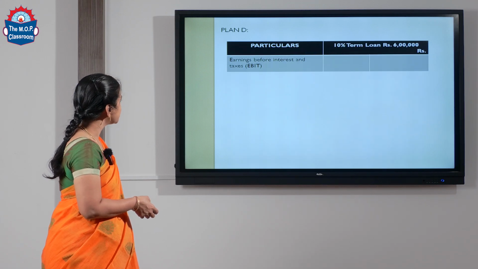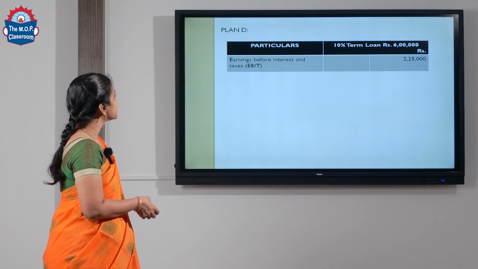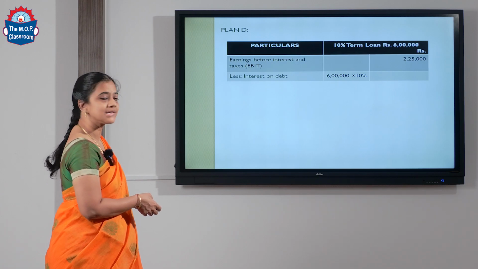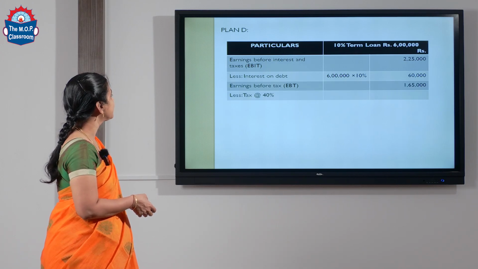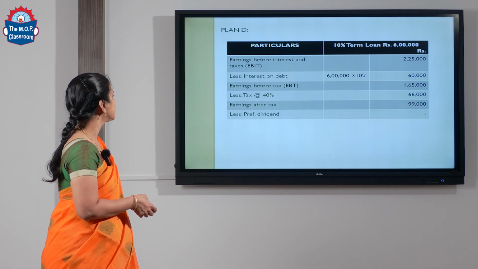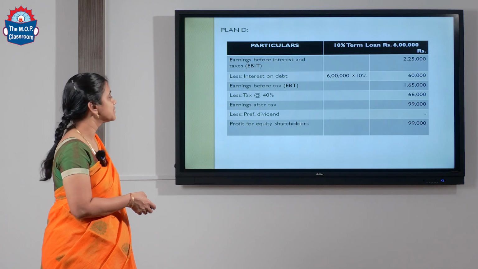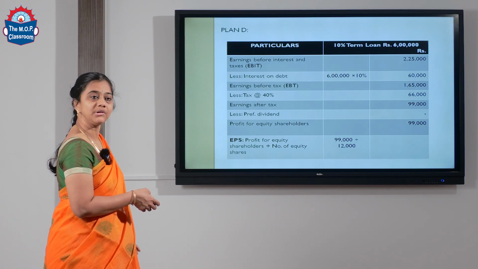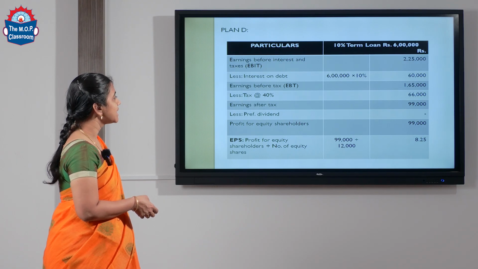Moving on to the next option, where we are only going to raise funds through a loan. So EBIT is 2,25,000. In this option, we will be paying interest on the loan at the rate of 10% on 6 lakhs, which comes to 60,000. So earnings before tax is 1,65,000. After deducting tax at 40%, we get earnings after tax to be 99,000. There is no preference dividend. Profits available to equity shareholders is 99,000 again. EPS is 99,000 divided by 12,000, only the existing equity shares. We are not coming up with a new issue. So our EPS is 8.25.